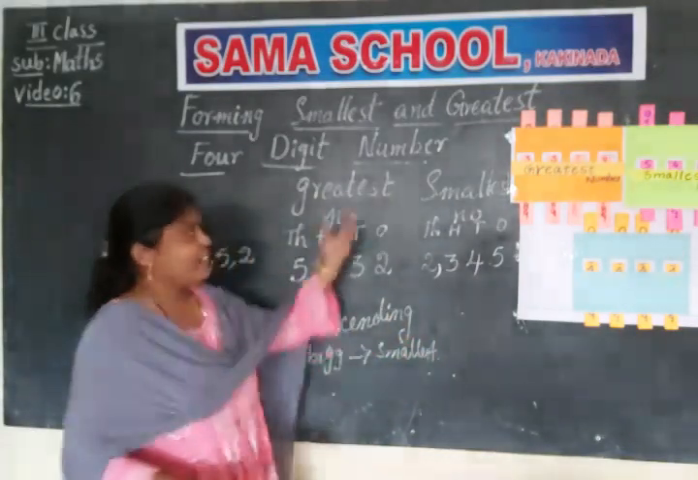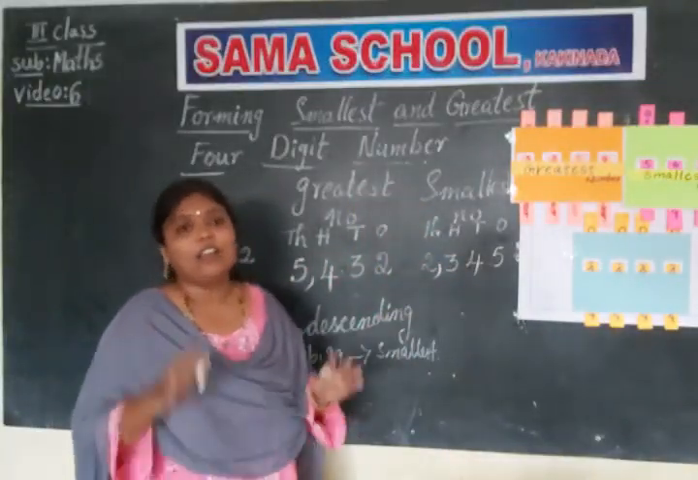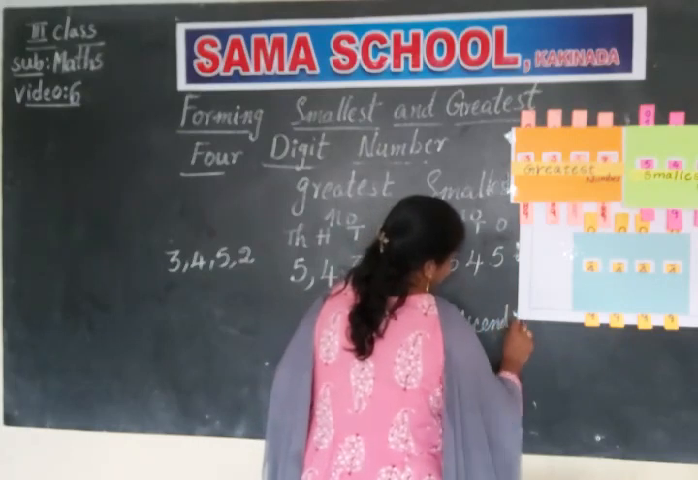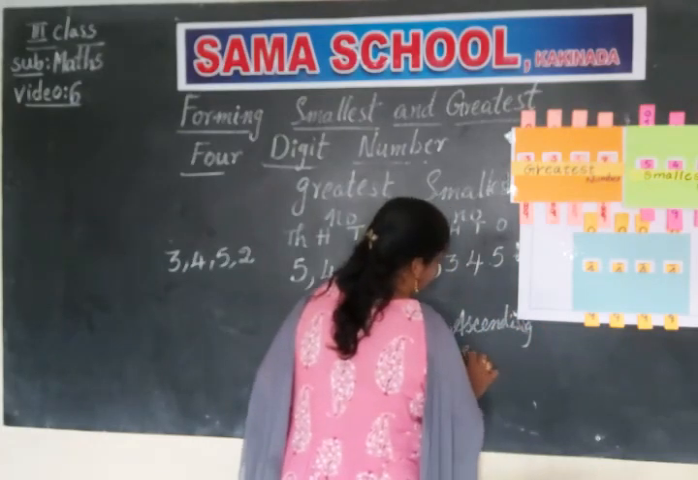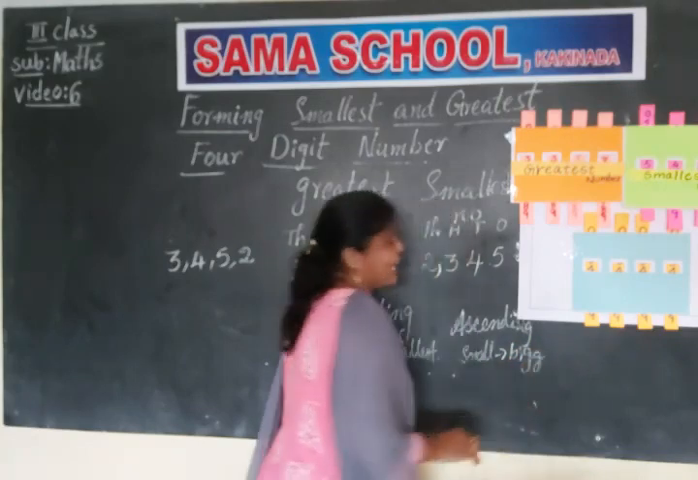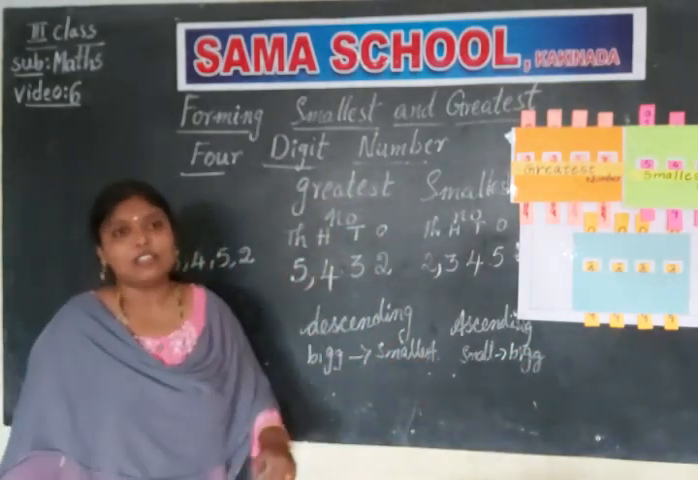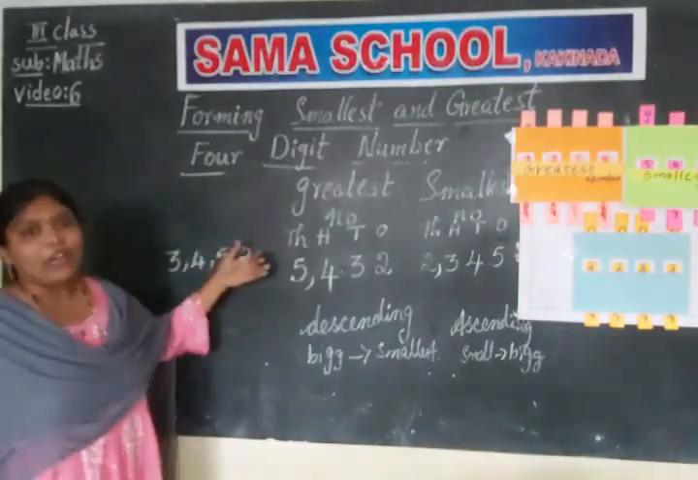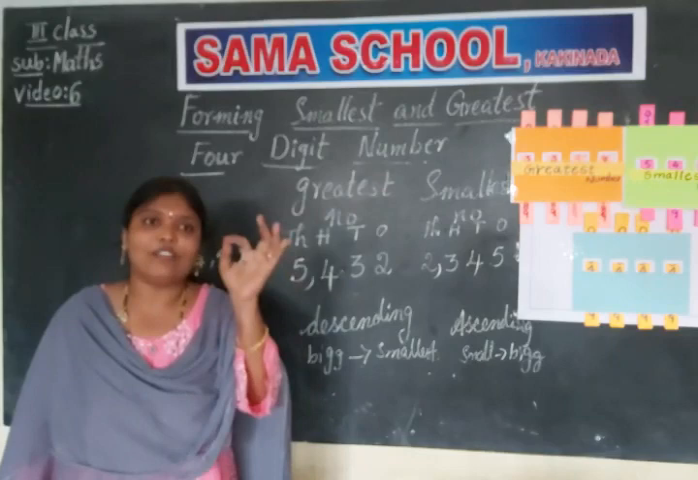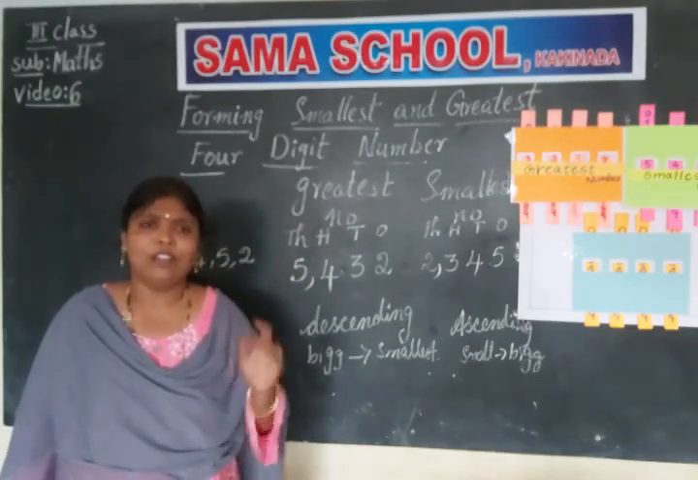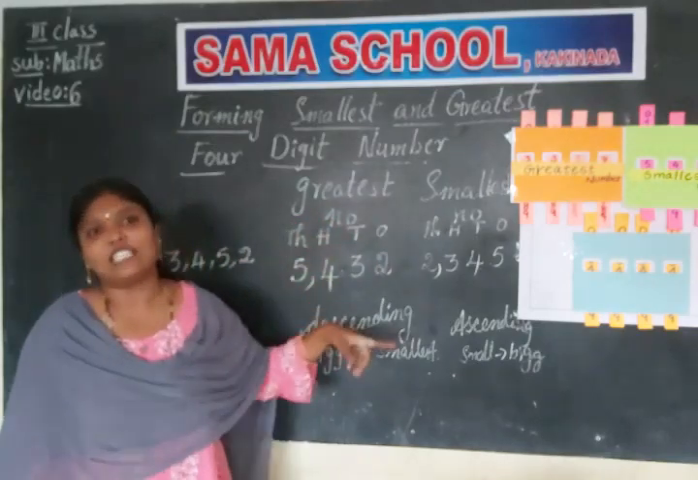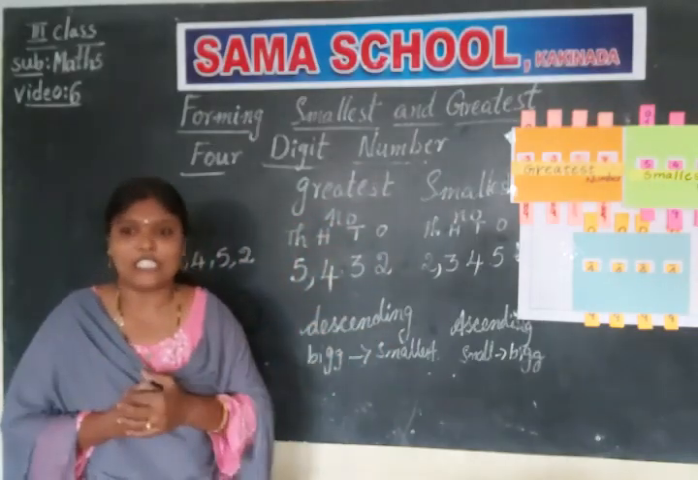And to write the smallest number, write in ascending order, that is from smallest digit to biggest. And the simplest way is to write the greatest number. In first place, you have to write the bigger number. For biggest number, bigger number first. And to write the smallest number, smaller number first.